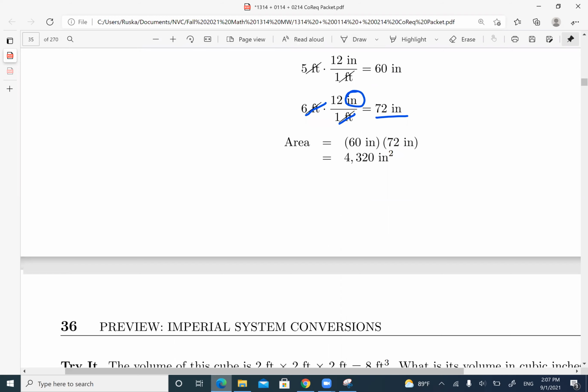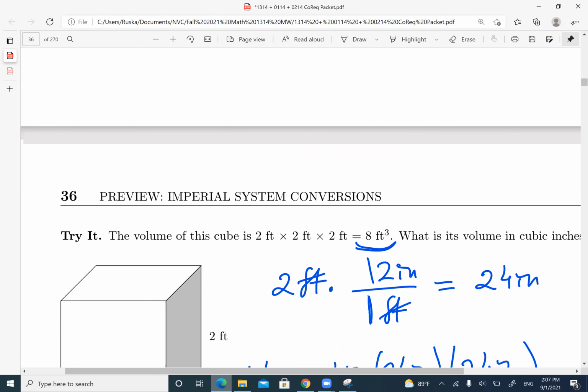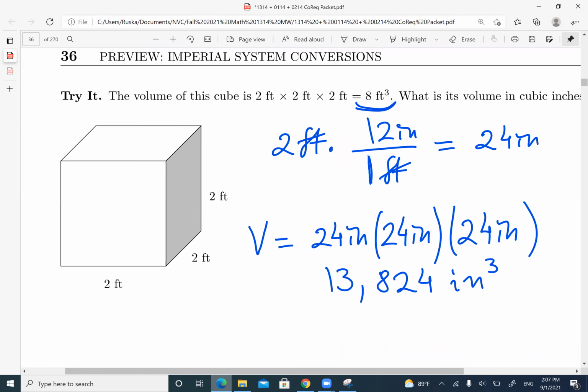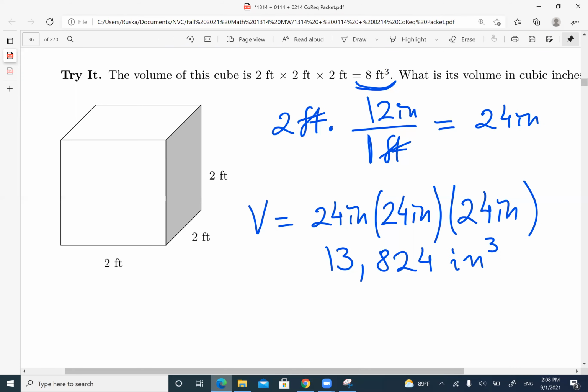So that's how you do that. That's how you multiply. That's how you change. So we're changing 2 feet to 24 inches. And then when I multiply, let me do it one more time. 24 times 24 is 576, and then multiply by 24 again is 13,824. Yeah, that's right. Okay. Any questions?